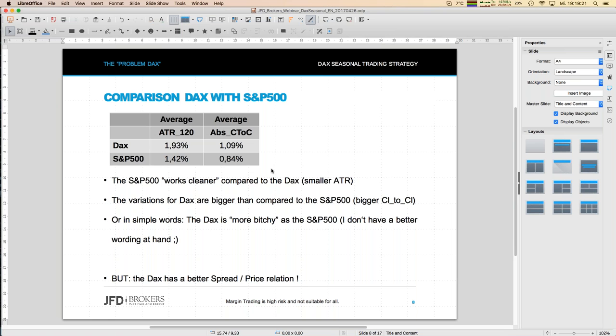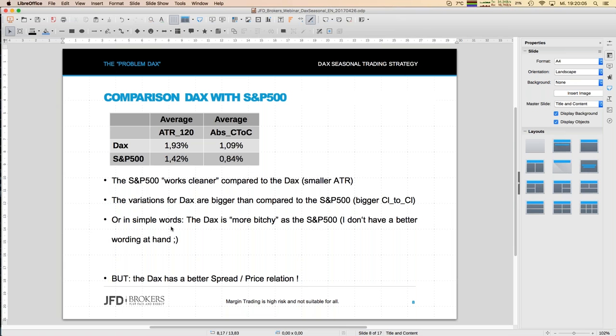That means if I just want to describe the different behavior between DAX and S&P 500, I can state that the S&P 500 works cleaner, so it's smoother compared to the DAX. And that's obvious because of the smaller ATR values. And the overall variations going up, going down, going up, going down, which is indicated by the close-to-close values, are higher for the DAX compared to the S&P 500.